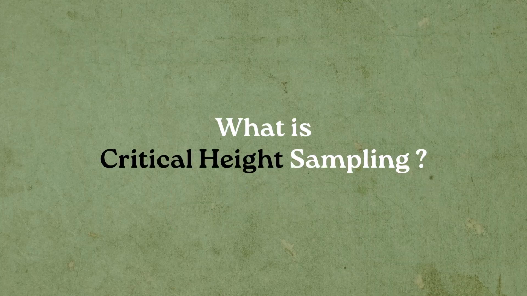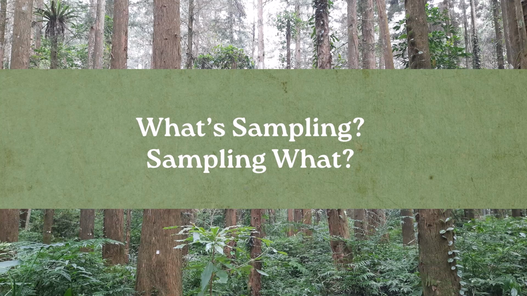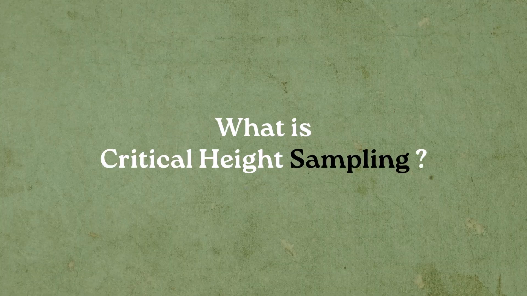So, what's critical height sampling? Simply put, it's a sampling method where we measure critical heights in the forest. A straightforward name for a straightforward concept. Perfect! What's sampling? Sampling what? So far, we've explained the first 2 words in the name. But what about the third? Sampling. Let me explain with an example.